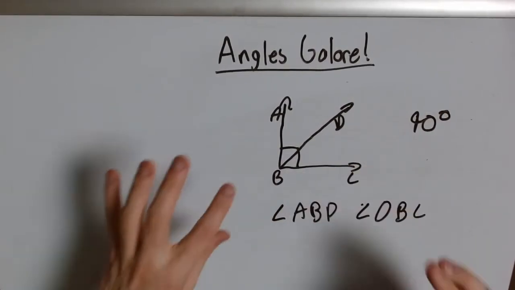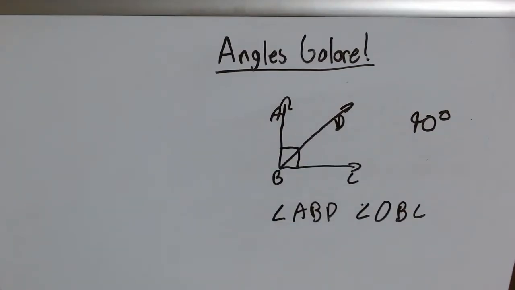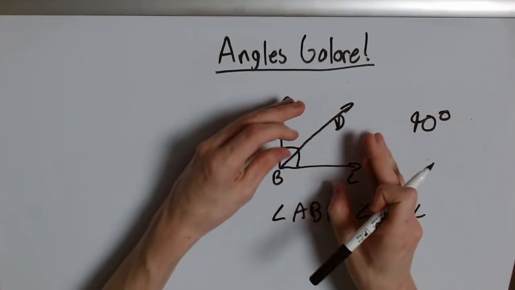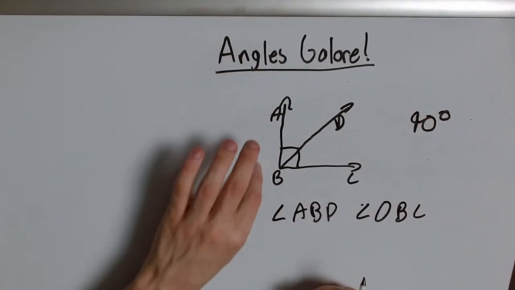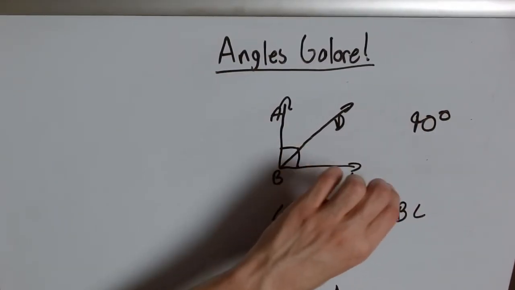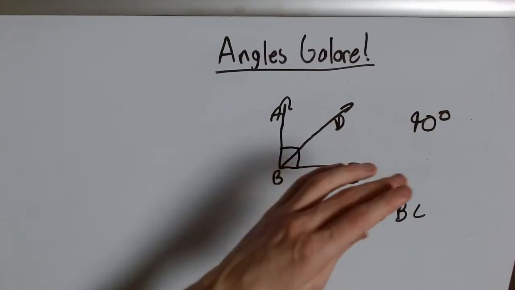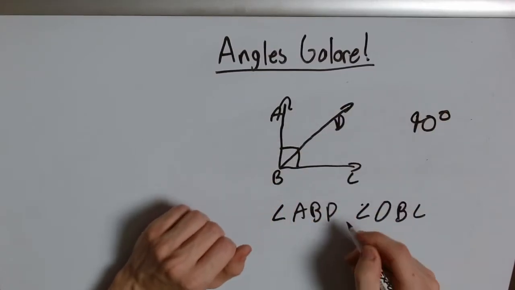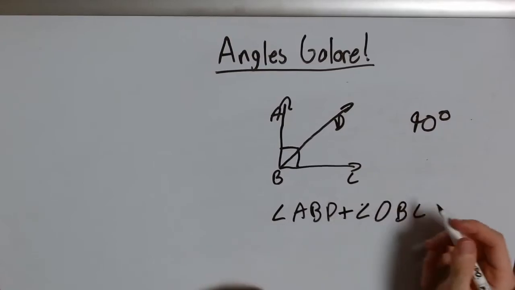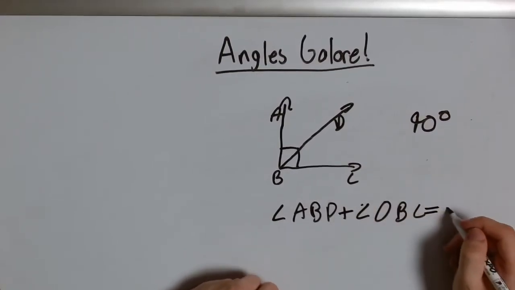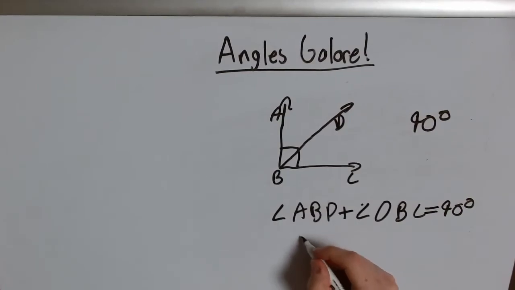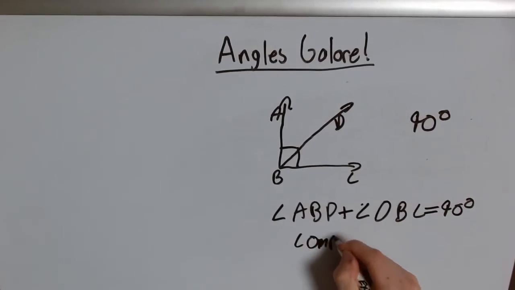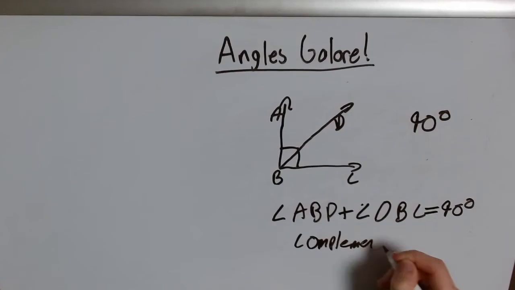But once again, we notice if we were to take this line away, if we were to take these two angles and eliminate that line between them, we'd still be left with our original angle, which we know is a right angle, which we know is 90 degrees. So these two angles added together have to equal 90 degrees. We call these complementary angles.